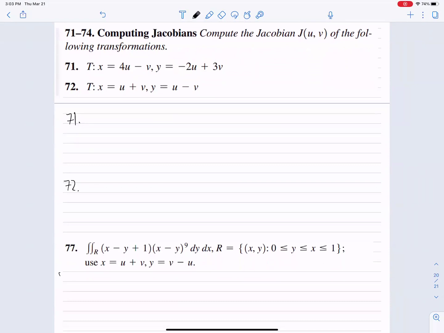If your Jacobian equals 0, that's problematic. It means your transformation wasn't 1 to 1. Then you made a bad change of variables. If you're doing an integration problem and you're using a change of variables, your Jacobian cannot equal 0 because that would imply that it's not 1 to 1, and our transformations need to be.